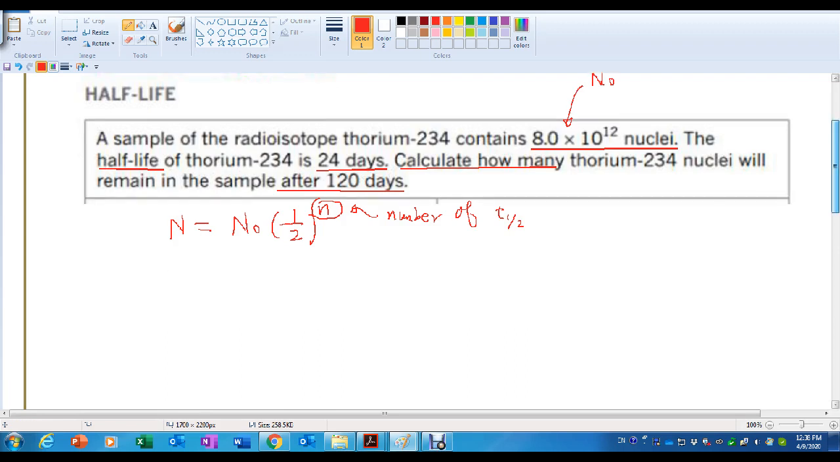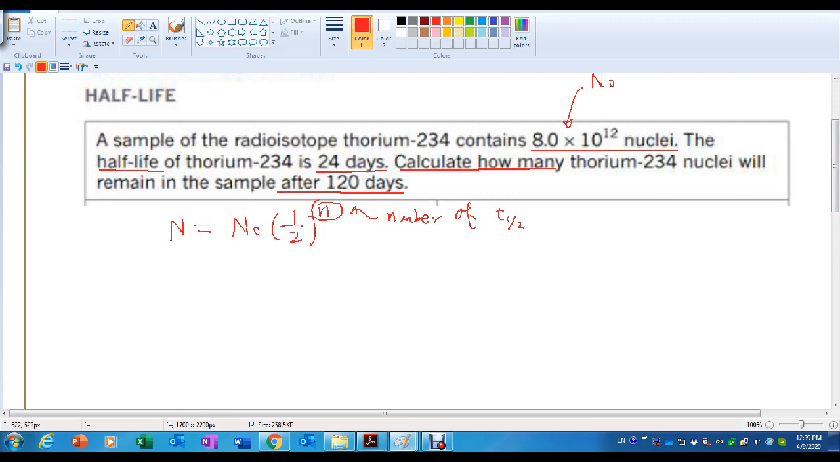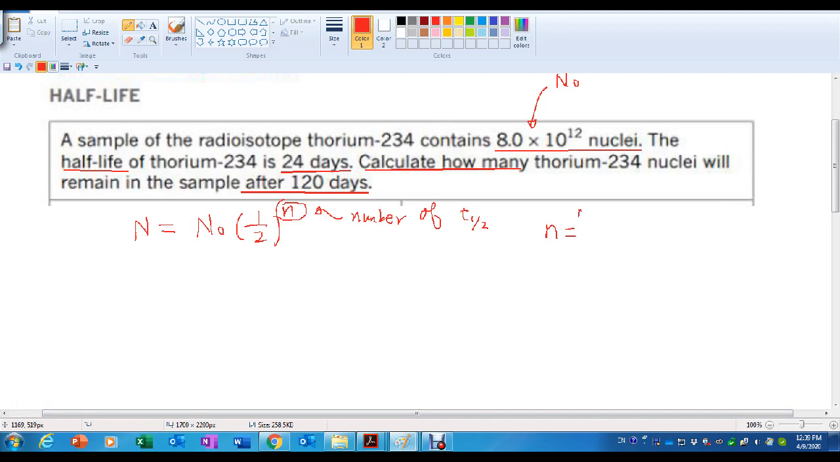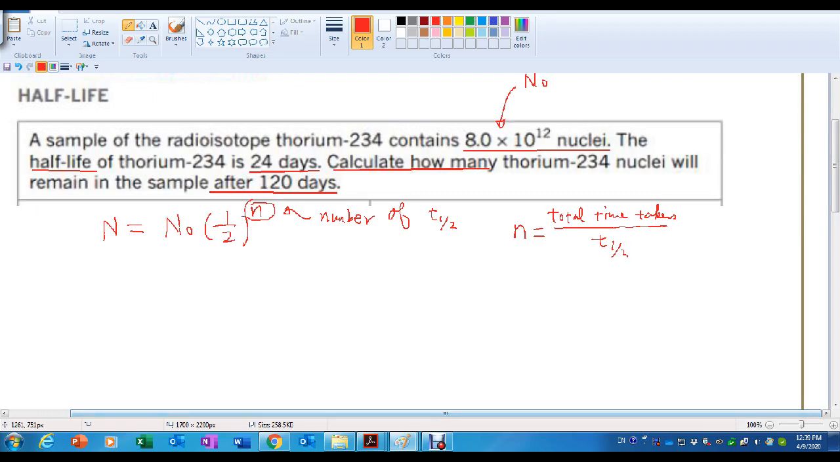So how could we find that n in this case? The number of half-lives means the number of days divided by each half-life, right? So it should be the total time taken divided by each half-life. Think about this: the total amount of time divided by the time of one half-life gives the number of half-lives. Does it make sense?